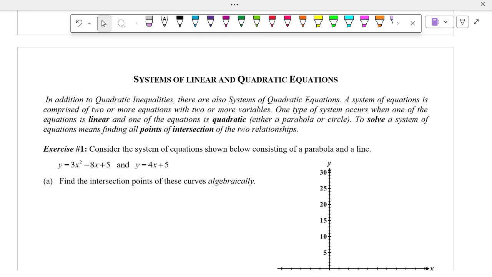How many graphs would be on one graph if you graphed a system? 2 different graphs. And what would you technically look for? What would tell you your solution? A point of intersection. All right. So it's also on your paper if you read. So to solve a system of equations means you're finding all the points of intersection of the 2 relationships.